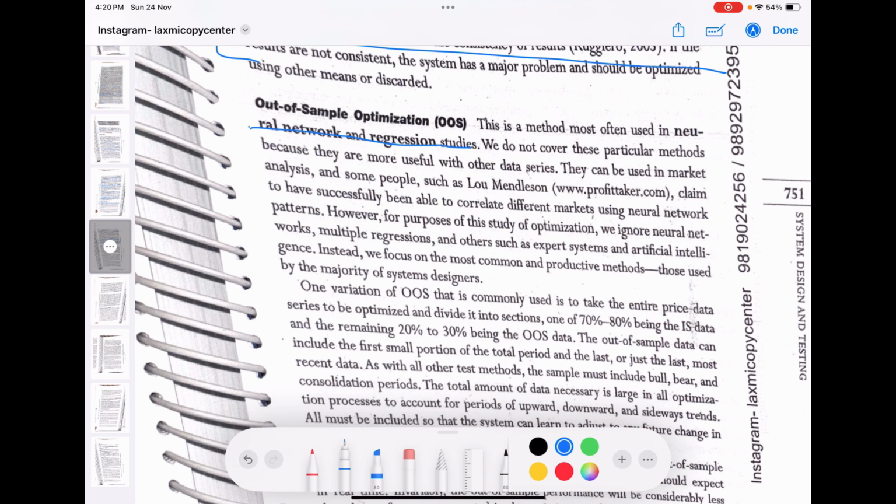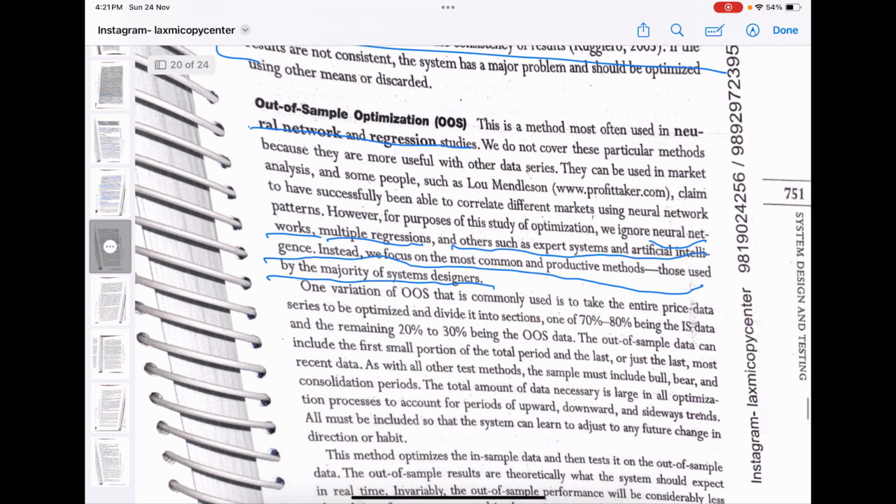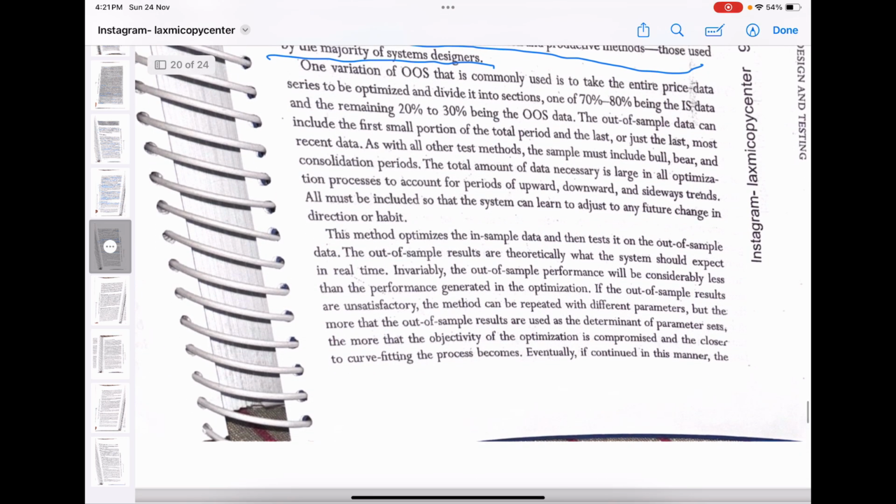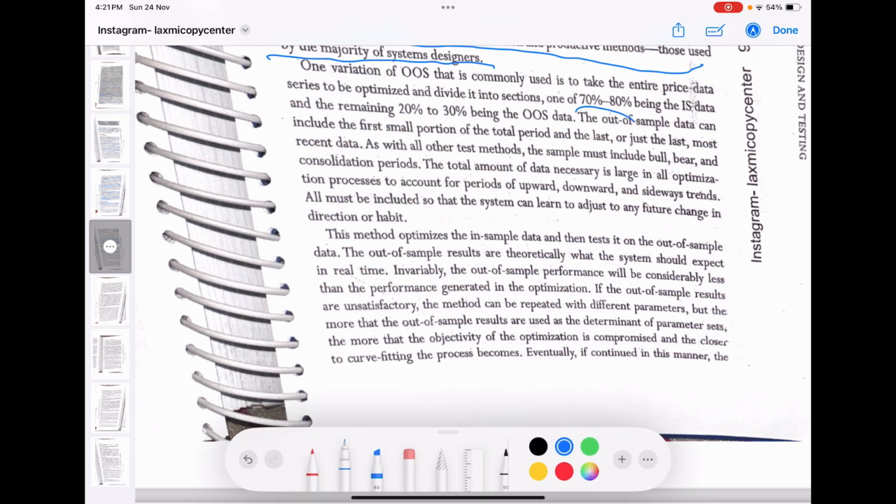However, for purposes of the study of optimization, we ignore neural networks, multiple regressions, and other factors such as expert systems and artificial intelligence. Instead, we focus on the most common and productive methods, those used by the majority of system designers. One variation of OOS that is commonly used is to take the entry price data series to be optimized and divide it into sections of 70 to 80% being the in-sample data, with 20 to 30% being the OOS data.